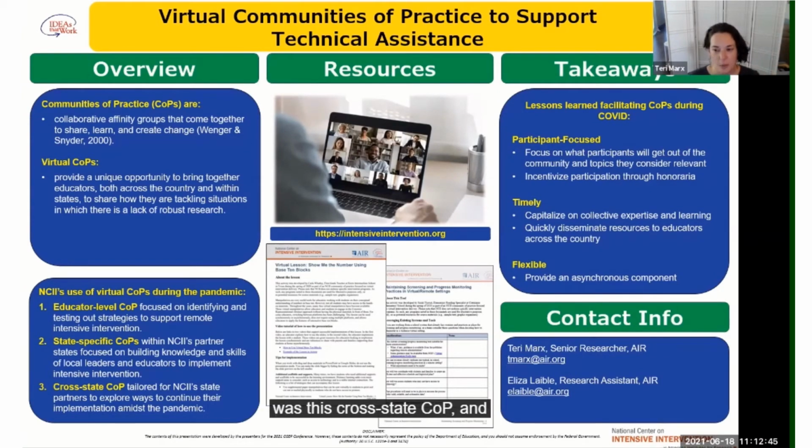The third COP was this cross-state COP, and this is the one where we brought together all 9 of our intensive TA state partners, and they talked about their implementation journey, not just during the pandemic and how that influenced their implementation, but the history of their implementation from the onset of whenever they started working with the center. This allowed our state level folks to hear from each other about ways that they were connecting with local partners, ways that they were engaging in virtual COPs with their educators or administrators as well. It really allowed them the opportunity to share with one another.